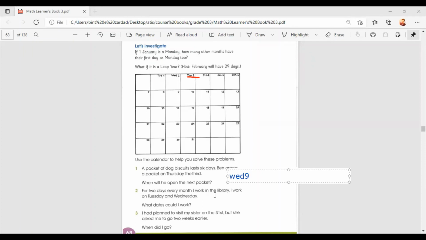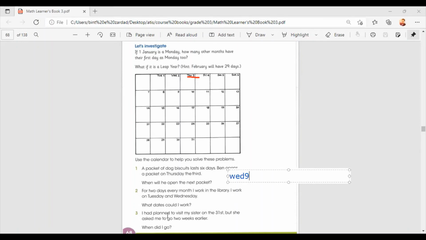Then like this for 2 days every month. I work in a library. I work on Tuesday and Wednesday. What dates could I work? Tuesday and Wednesday. This Tuesday and this Wednesday. So 1st, 2nd, 8th, 9th, 15th, 16th, 22nd, 23rd, 29th and 30th. These are all the dates we need to write here.